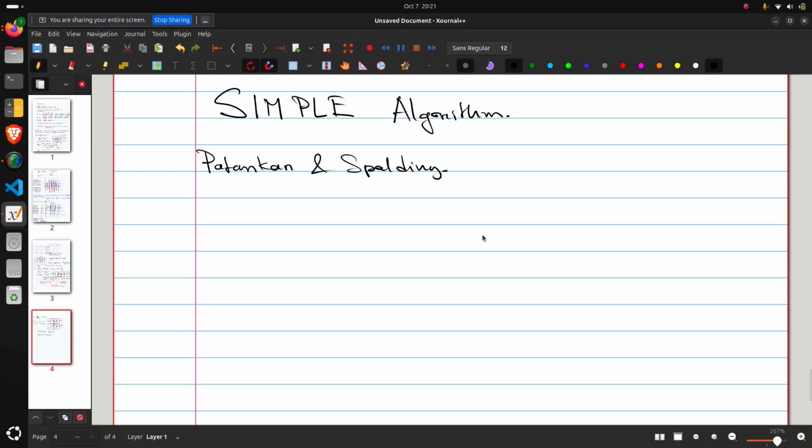Now let's go back to the SIMPLE algorithm. Let me just write the discretized equation in a simpler form: aP uP equals summation of neighboring points a_nb u_nb plus P.